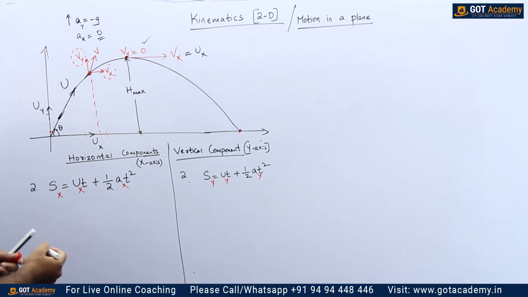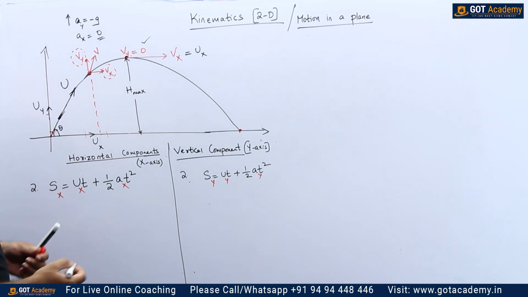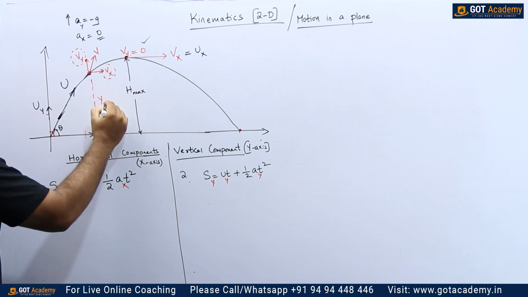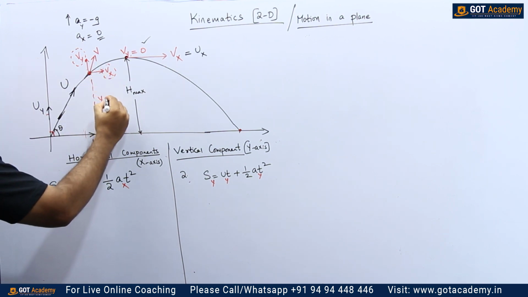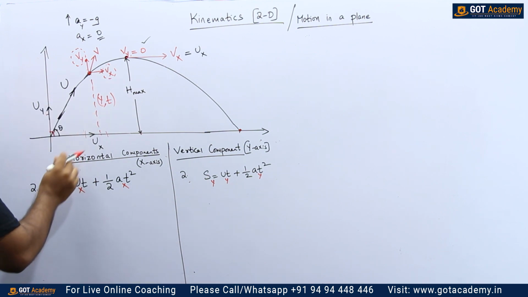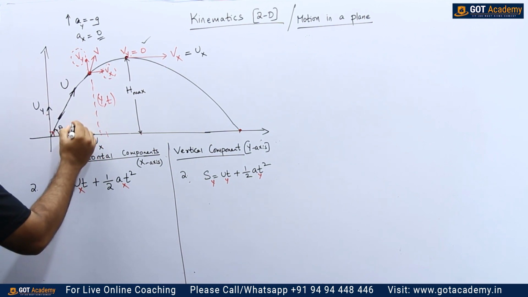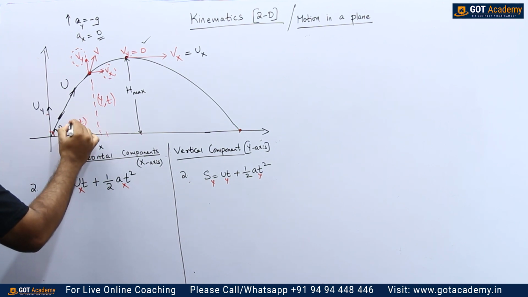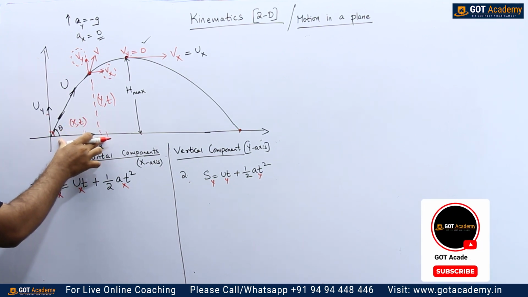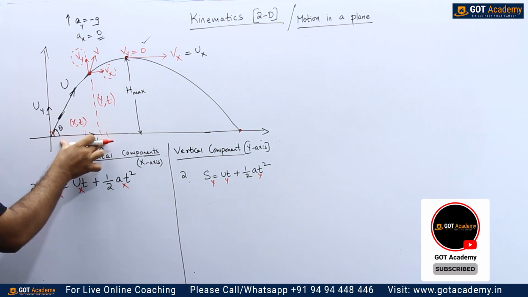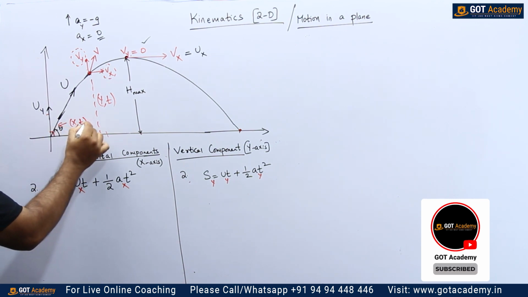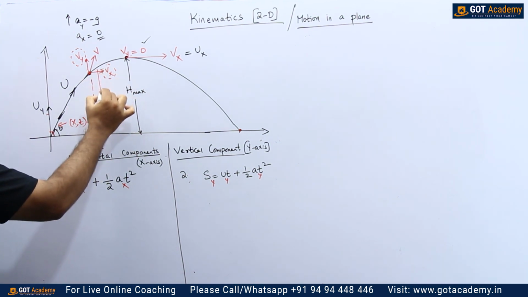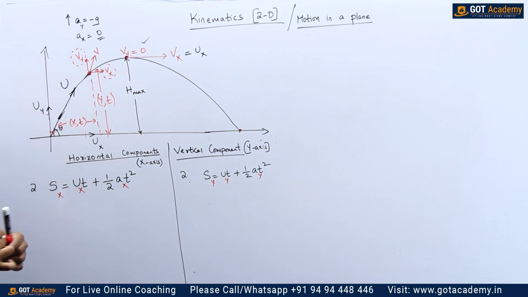Clear? So let us substitute whatever data we know. For example, this one is nothing but the position of the body along the y-axis for a time t seconds, whereas this one is nothing but the position of the body along the x-axis for a time t seconds. That is the meaning of this line. And this is the position of the body along the y-axis for a time t seconds. So these things we are going to study now.